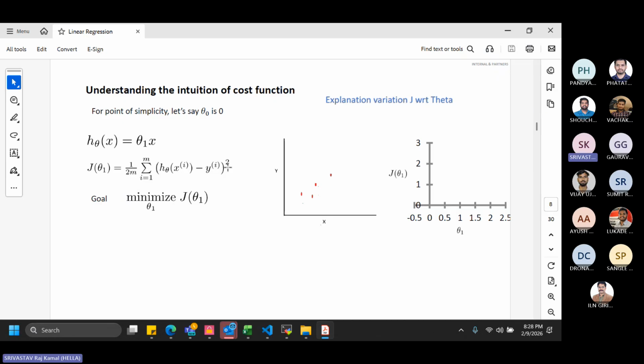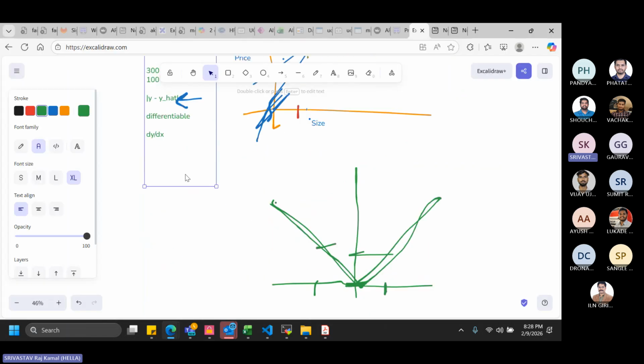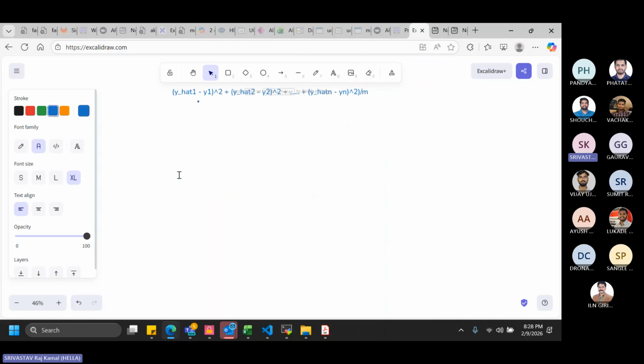This function is nothing but the mean squared error. You are calculating the mean of the squared error. So we introduce one new term which is known as mean squared error, right?